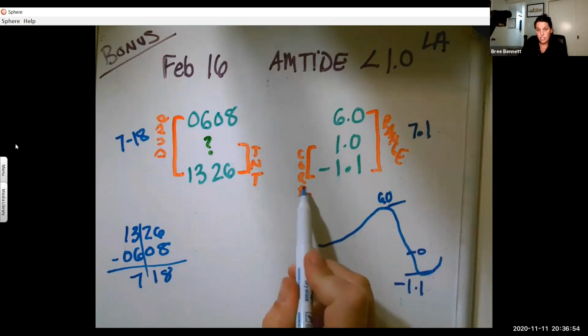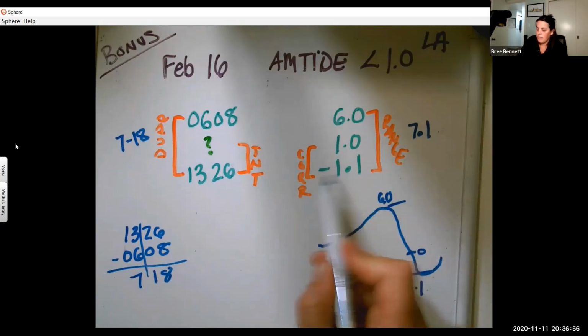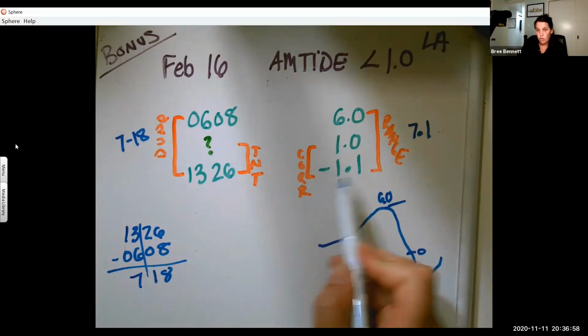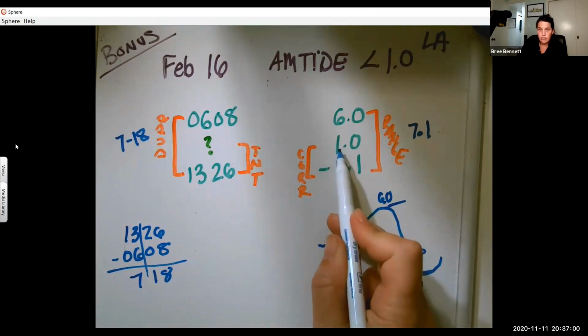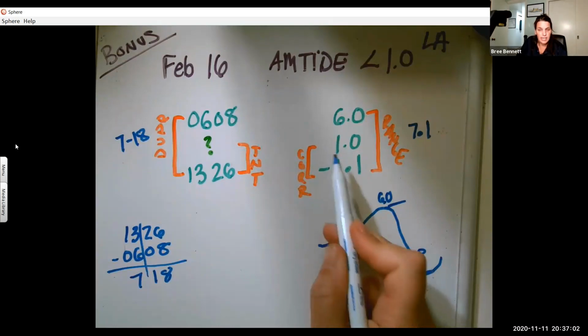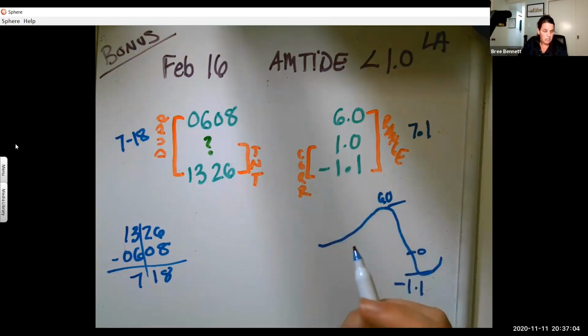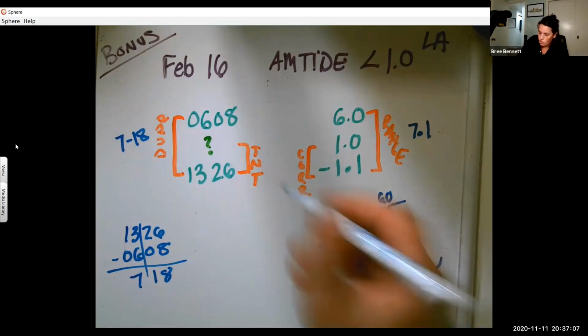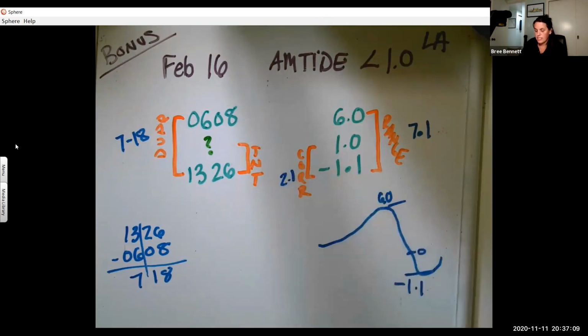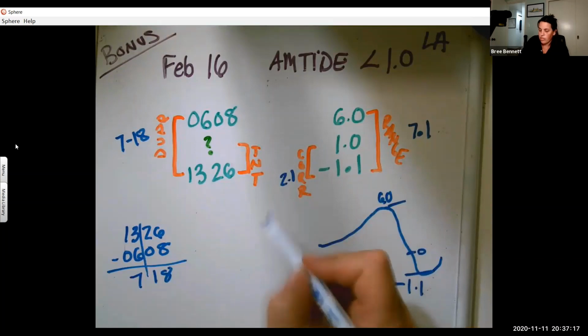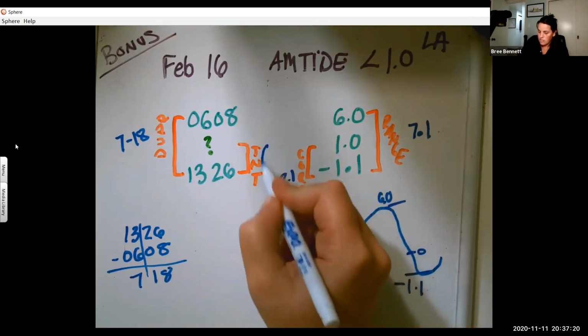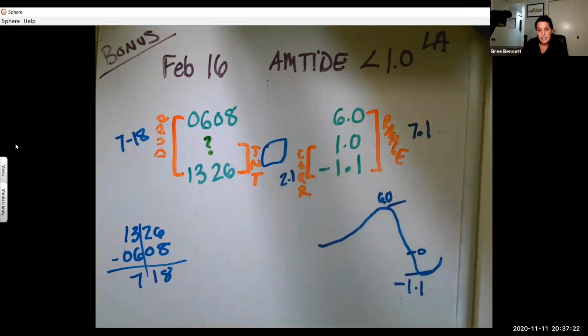Now for our correction, how do we get from negative 1.1 to a positive 1? What is the correction that we need? 2.1. That's the correction that we're looking for. So we have 3 of our 4 numbers. So now we can use table 3 to find our TNT. So let's go to table 3.